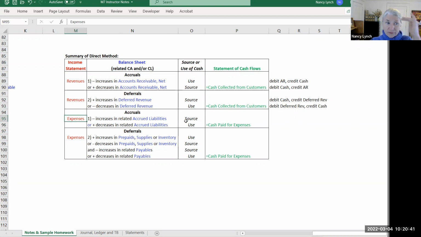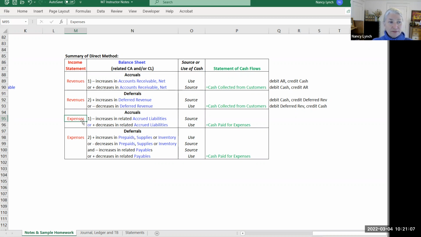Expenses are kind of the opposite, but same idea. So in this case, expenses, you debit expenses and you want to get it up to the amount of your cash paid for expenses. Well, you got to go to your balance sheet and look at the related account. By the way, all these related balance sheet accounts are going to either be a current asset or a current liability. Those relate to operating activities. We are doing the operating activities section of the statement of cash flows.